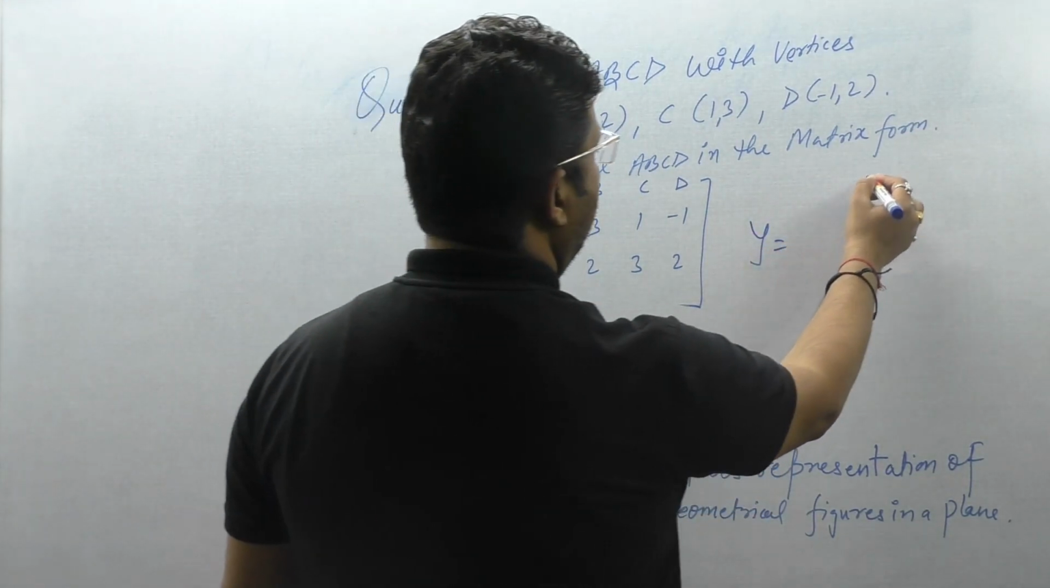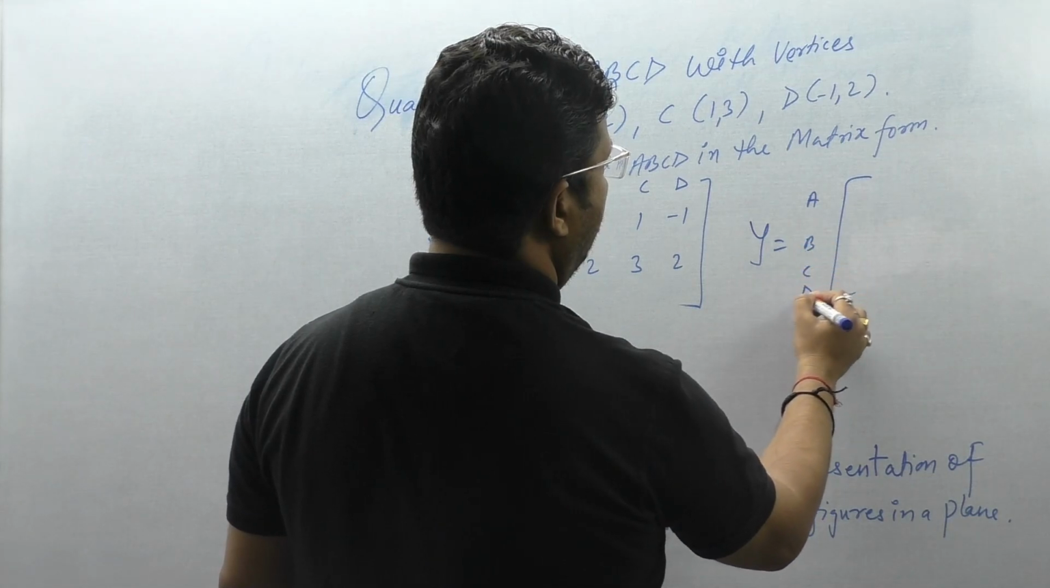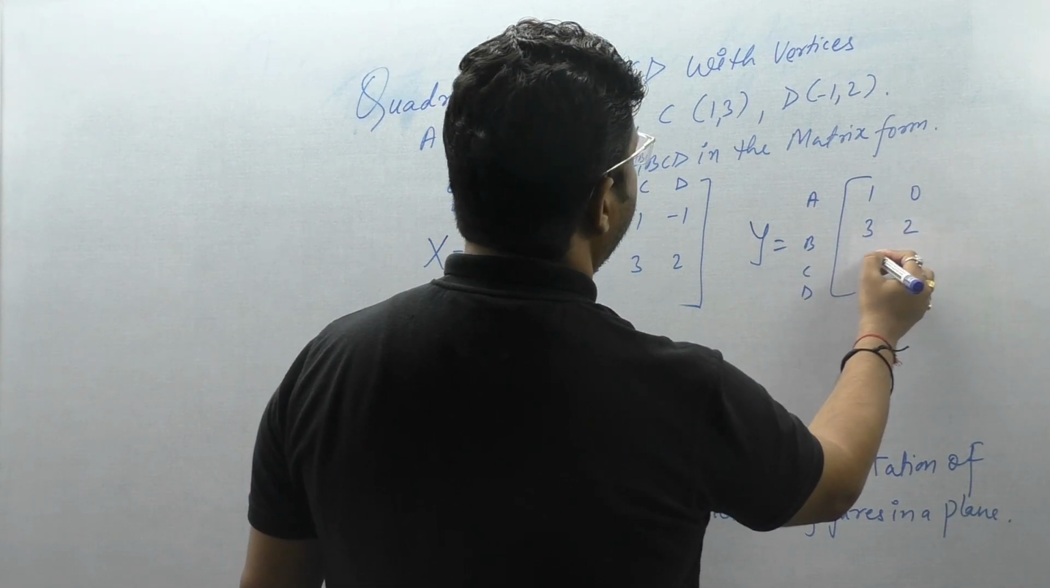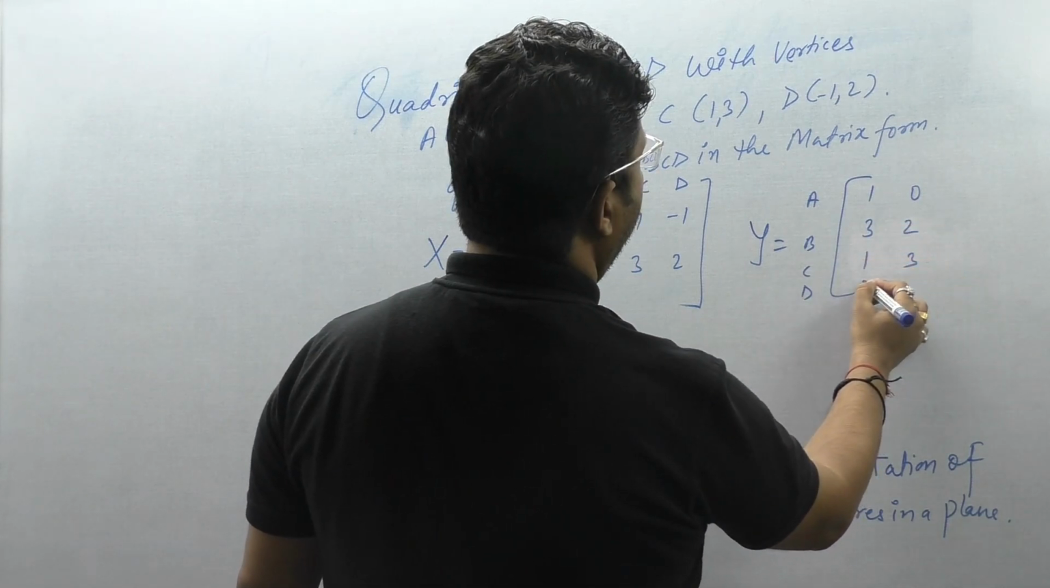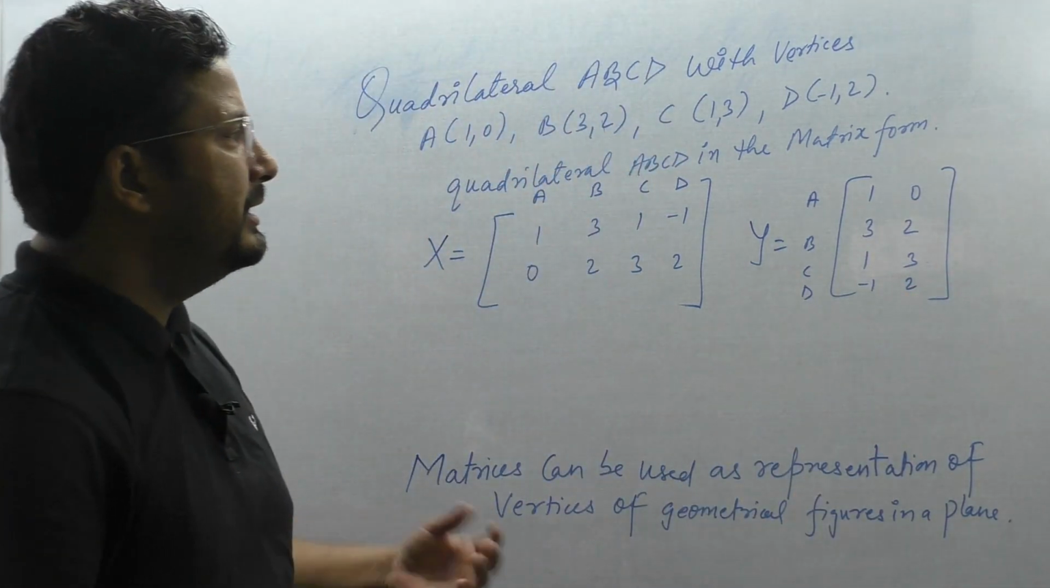For example, I am writing here A, B, C, D outside, and here we can write 1, 0 and 3, 2, 1, 3 and -1, 2. So this is also a way to represent the matrix form.